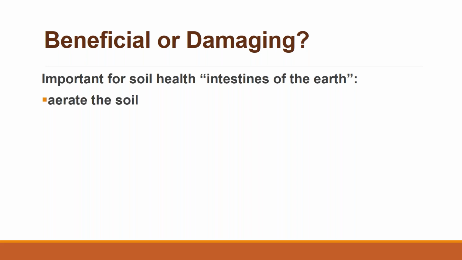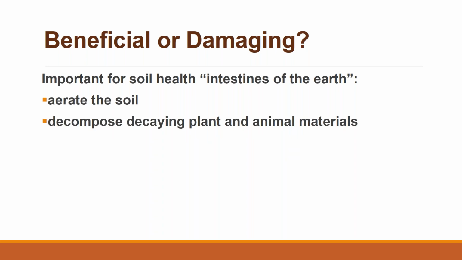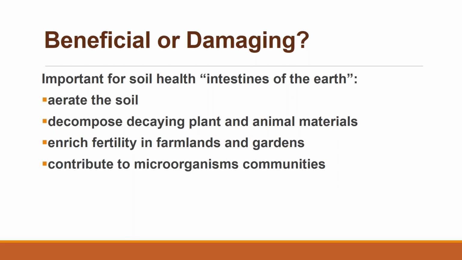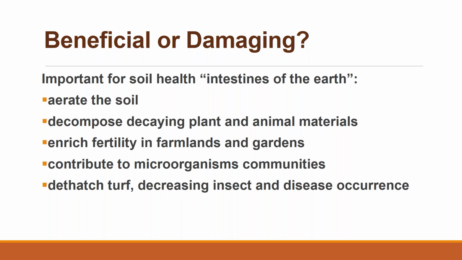They aerate the soil, making pores, which promote the airflow and water flow in the soil. So it's very important for soil health. They decompose decaying plant and animal materials, so they play an important role in nutrient recycling. They're great decomposers, and because of that they enrich the fertility of farmlands and gardens, and they're the best friends of the garden. That's what we hear a lot about earthworms. Another thing is that each species of earthworm brings a specific community of microorganisms, such as bacteria, which are introduced into the ecosystem and play their role, negative or positive.